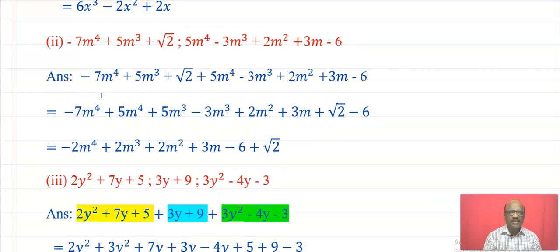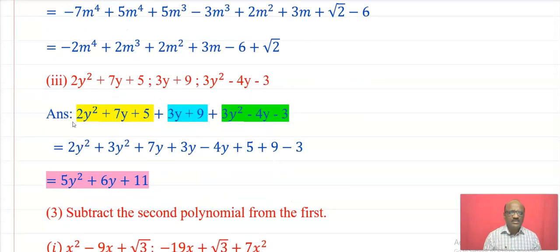Then the m raised to 4 terms come together, minus 7m raised to 4 plus 5m raised to 4, and then you will get minus 2m raised to 4. Next see the cubic power, 5m cube minus 3m cube. From 5m cube, 3m cube is gone, how much remains, 2m cube. Then the square term is only one in both these polynomials, keep it as it is, that is 2m square, and the next is 3m, that is also a single one. And what about the constant? Constant is minus 6 and plus root 2, keep it as it is. Therefore the answer is minus 2m raised to 4 plus 2m cube plus 2m square plus 3m minus 6 plus root 2 in this way.